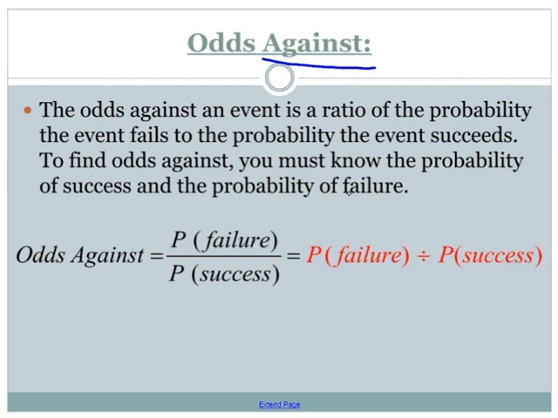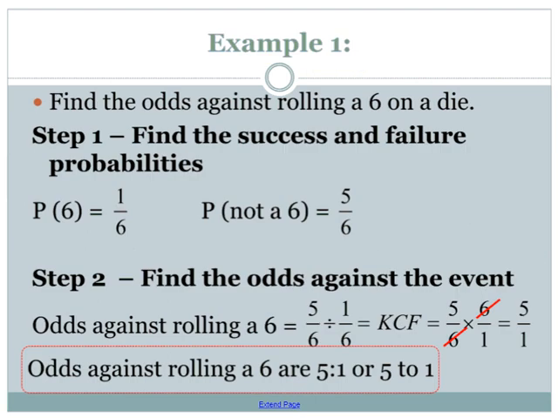So all we've got to do is find the probability that something fails, and divide that by the probability that it succeeds. Okay, so the probability of failure divided by the probability it succeeds. That's what the odds against are going to do. Then we'll write it using a colon. So let's take a look at one.